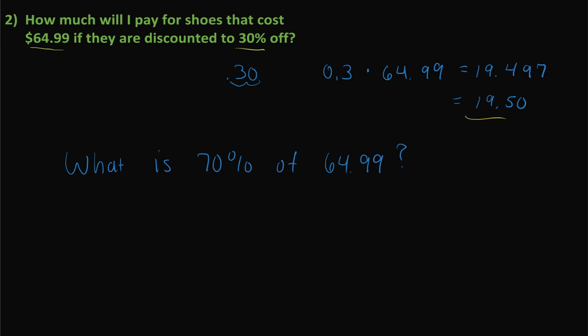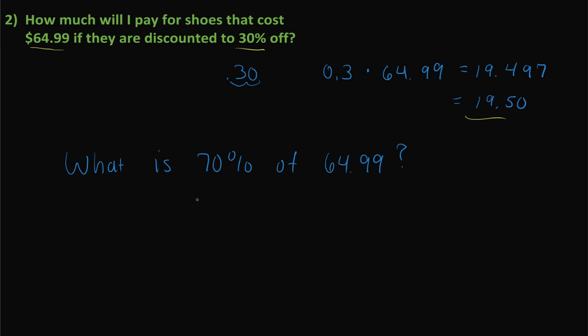Okay, and where does the 70% come from? Well, 100% of the cost is $64.99. We know that. Taking off 30% is the same as taking 70% of the cost. So 100 minus 30, 70%. So we know how to work this problem. What is 70% of $64.99?